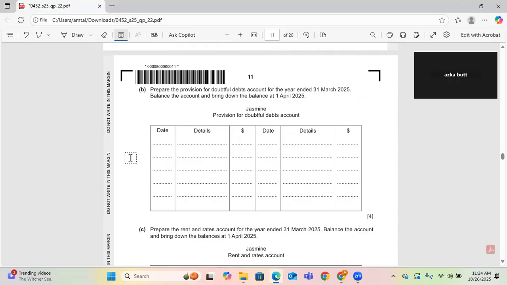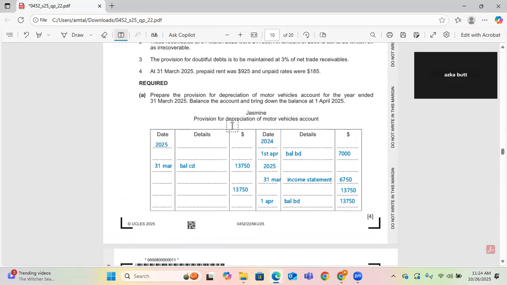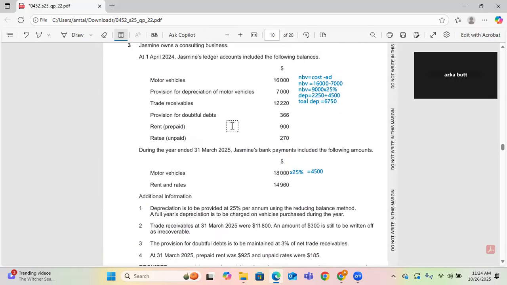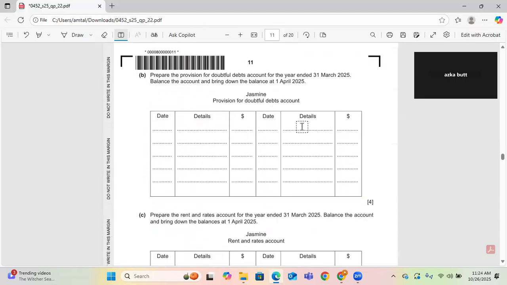B part. Prepare the provision for doubtful debts account for the year ended 31st March 2025. Balance the account and bring down the balance. This is a provision for doubtful debts. So let's see, do we have any earlier provision? Yeah, as you can see, on 1st April 2024, we have the balance BD in the provision for doubtful debts, that is 366. So let's write it here: 2024, April 1st, balance BD, and that is 366.